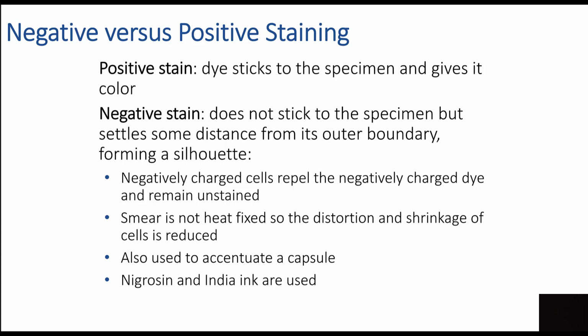A positive stain dye sticks to the specimen and gives it color. A negative stain does not stick to the specimen but settles some distance from it. So if you're looking at, let's say, a polysaccharide around a bacteria like a pneumococcus, then you would see this silhouette or sort of area around it. We have those slides in the lab so you can see those, but I just want to make it available to you. So a negative stain doesn't stick, a positive stain does. We can use nigrosin or India ink for negative type stains.